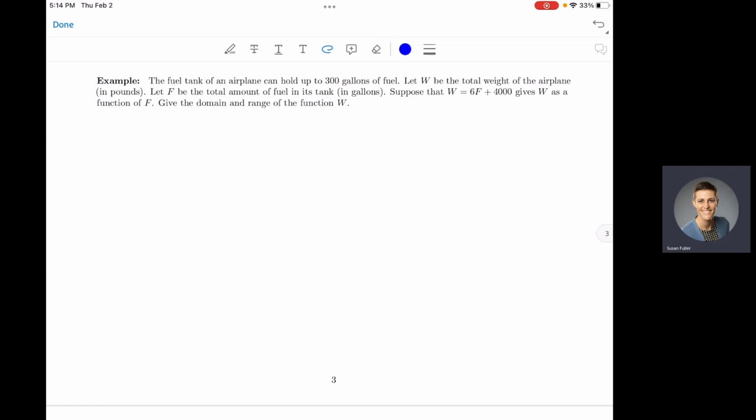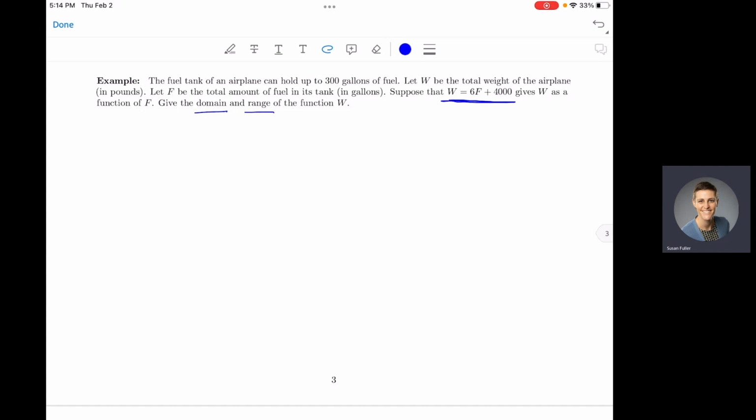gallons of fuel. W is the total weight of the airplane in pounds. F is the total amount of fuel in its tank in gallons. Our function is W equals 6F plus 4,000. That gives W as a function of F. We need to find the domain and the range of the function W.